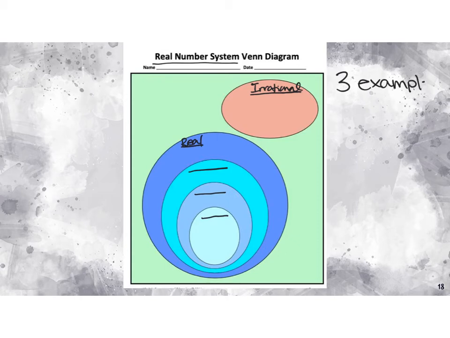3 examples per category. So give me 3 irrational numbers, 3 real numbers, and then 3 numbers that belong to the rest of the sets. So complete that, then you will be ready for your exit ticket.